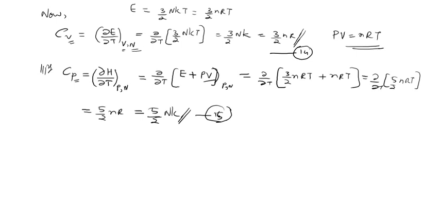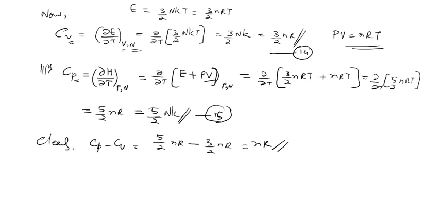Once you get Cp and Cv, can you verify Cp minus Cv? What is Cp minus Cv equal to? You can see that Cp minus Cv will be equal to 5/2 nR minus 3/2 nR. So how much is remaining? That is equal to nR, right?